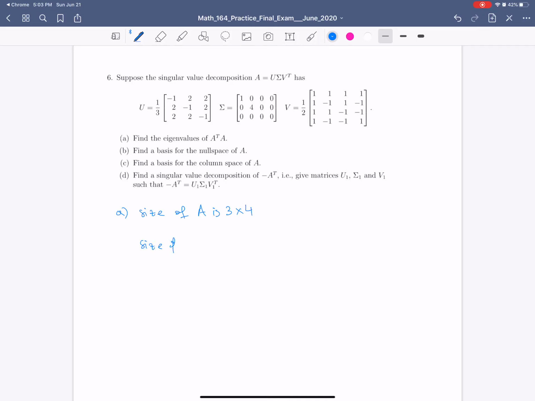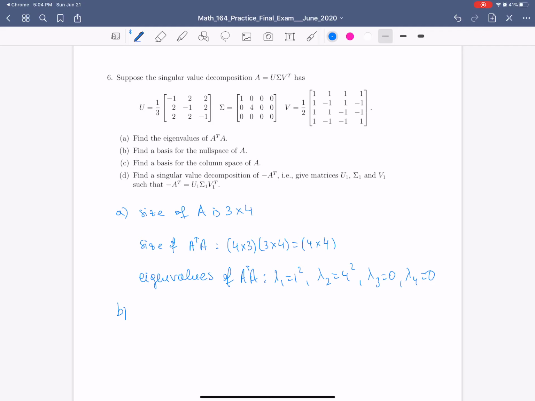So then the size of A transpose A: if A is 3 by 4, then A transpose is 4 by 3. Then 4 by 3 times 3 by 4, you see that that's 4 by 4. So this tells you that A transpose A has 4 eigenvalues. The number of non-zero eigenvalues is the same as the number of singular values of A. So now the eigenvalues of A transpose A are lambda 1 equal to 1 squared, lambda 2 equal to 4 squared, lambda 3 equal to 0, lambda 4 equal to 0. I needed to know how many lambdas are in A transpose A, but I already knew 2 of them from looking at the singular value decomposition, or looking at the non-zero values in sigma.